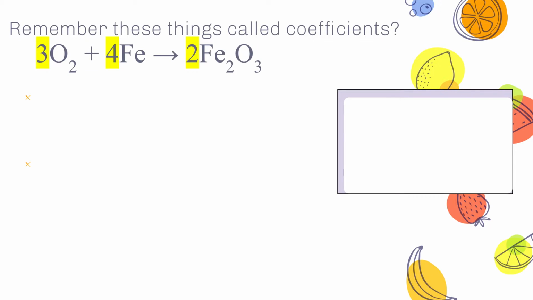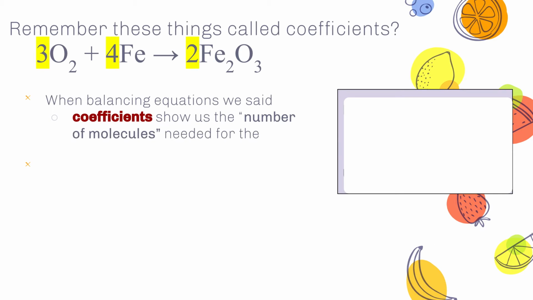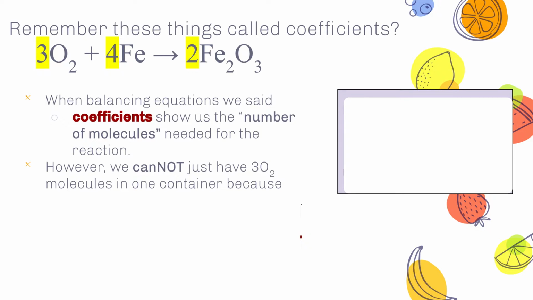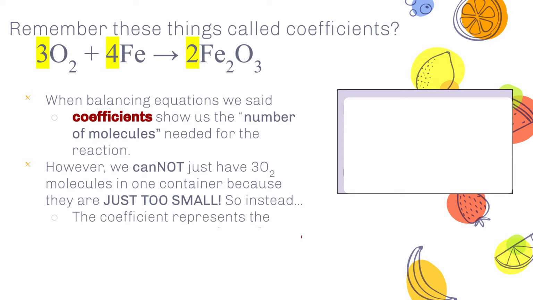So remember coefficients? When balancing chemical equations, we say that coefficients show us the number of molecules needed for a reaction. However, we cannot just have 3 O2 molecules in one container, because if you recall from previous lessons, there are 6.022 times 10 to the 23rd molecules in 1 mole of something. They're just too small to have just 3 molecules of O2. So instead, the coefficients represent the number of moles of that molecule.